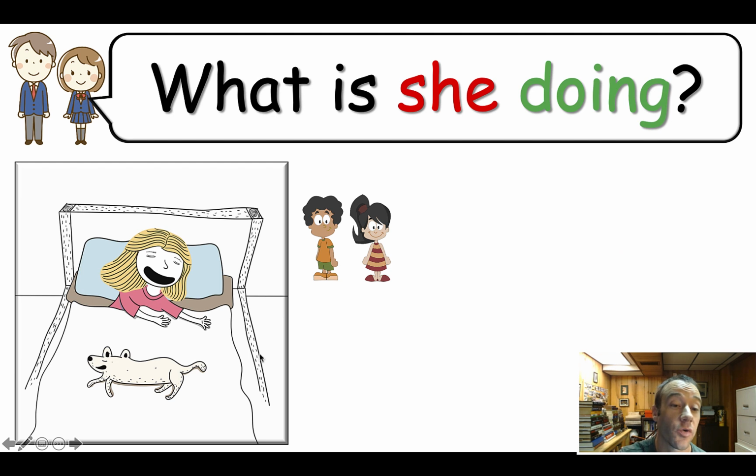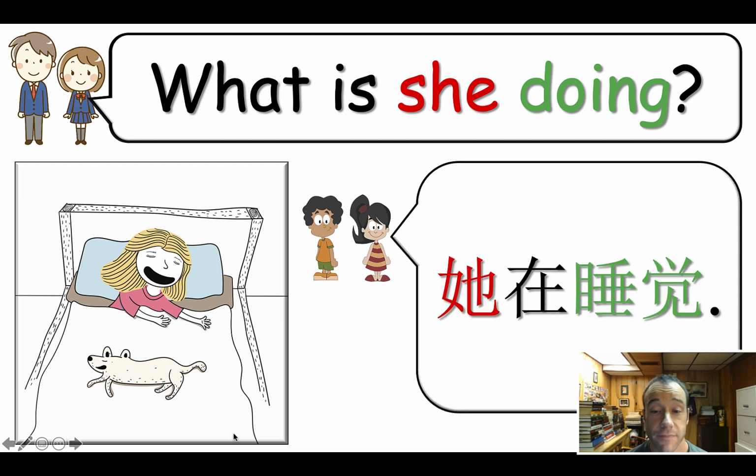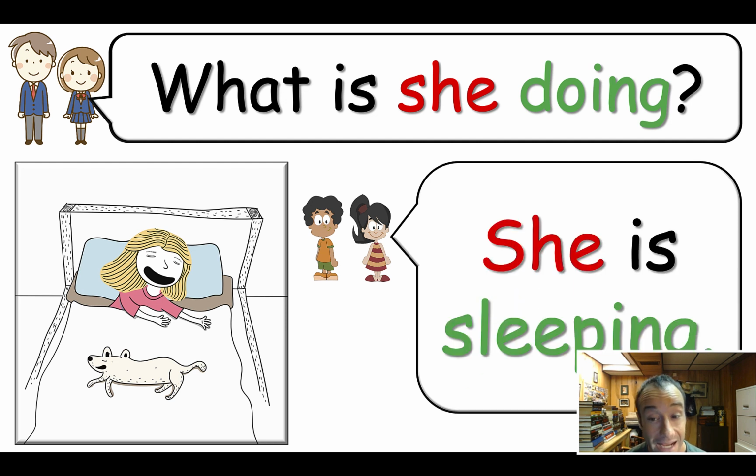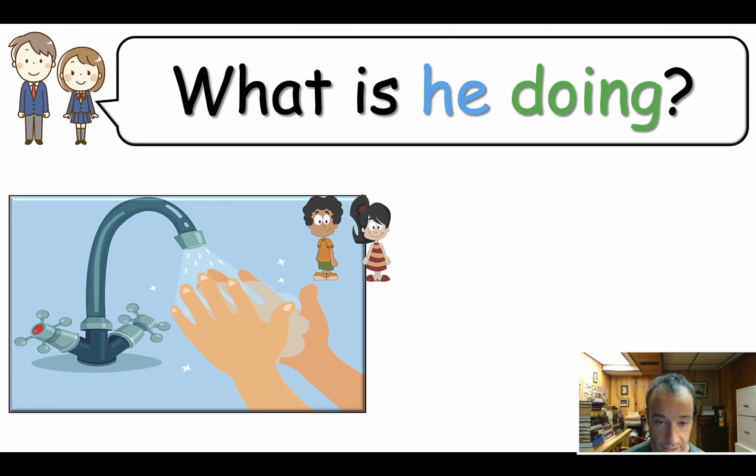Okay, look at the picture. What is she doing? Show them their first language. Yeah, she is sleep. No, she is sleeping. That's right, she is sleeping. What is she doing? She is sleeping. Good. What is he doing?